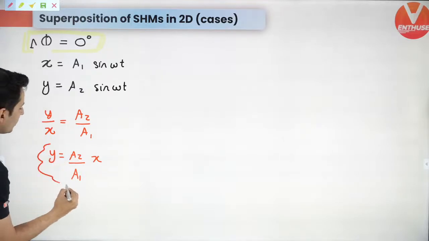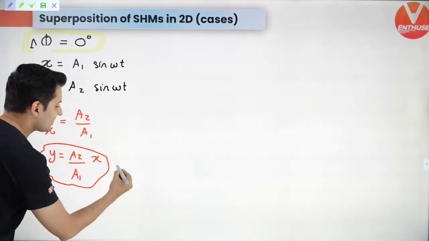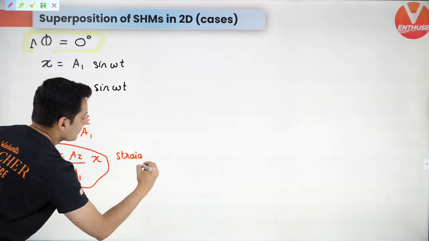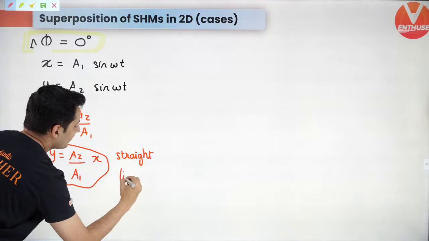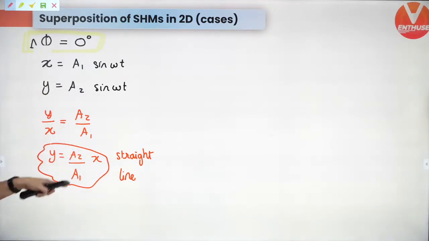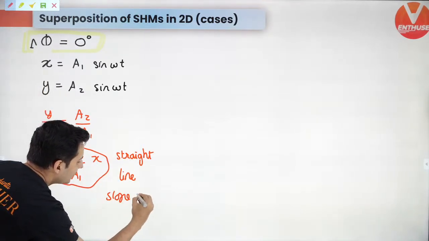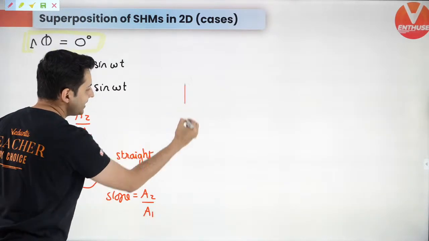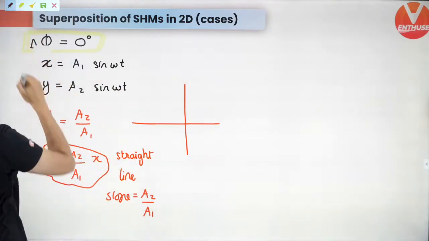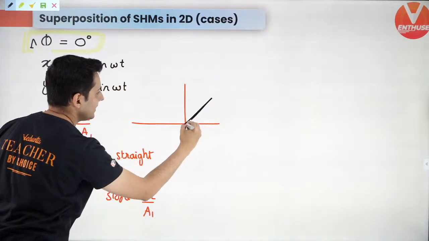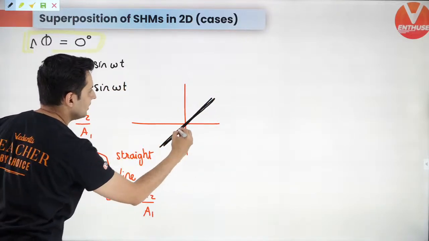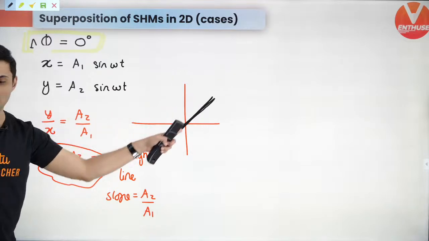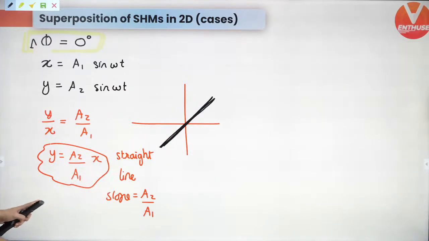Now what is this equation, guys? This is nothing but the equation of a straight line, and the slope is A2 by A1. That means the motion of Pandu will be like this, like this, like this. He'll keep going like this. That's it. That's the equation of motion. As simple as that.